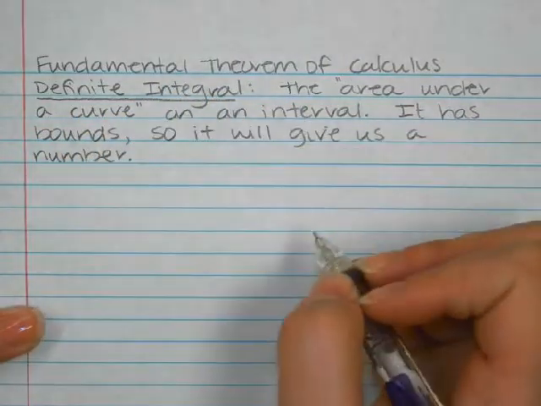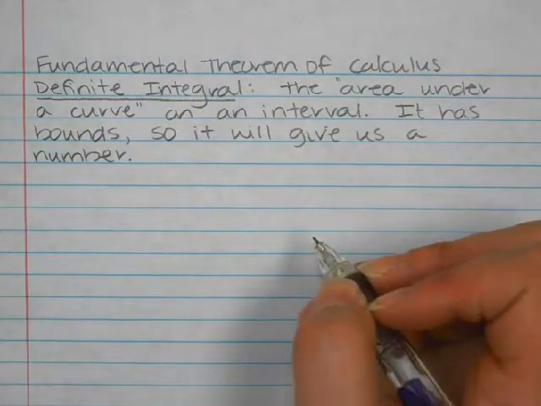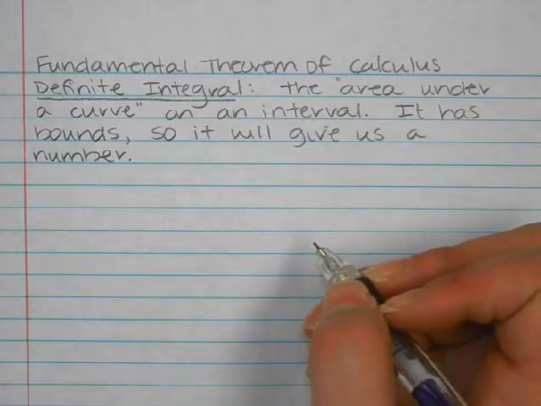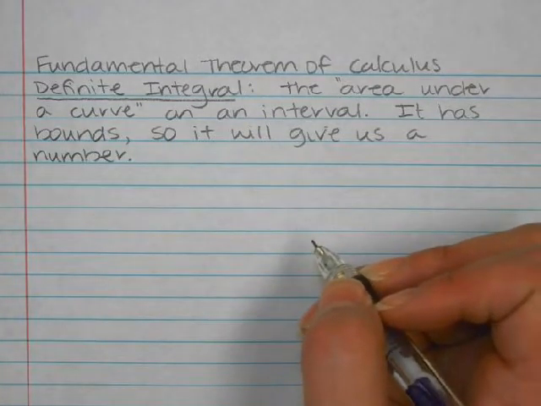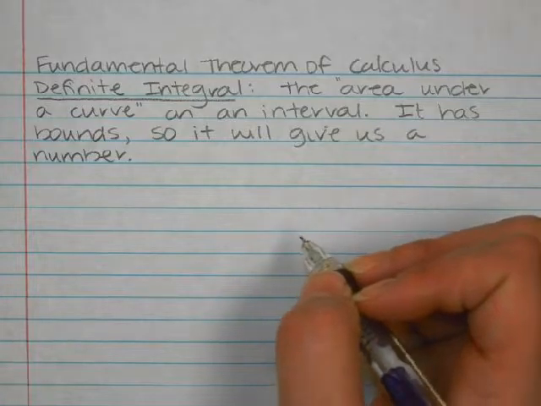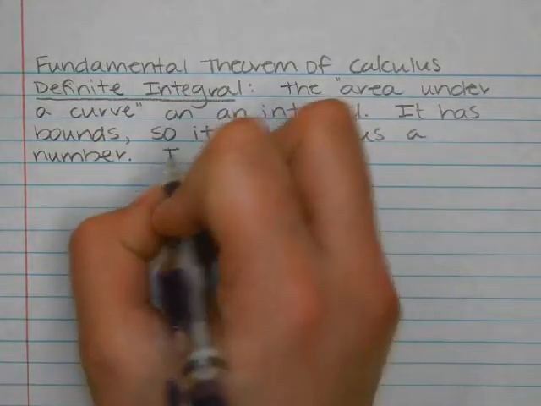This is a specific instance. So we're saying what is the actual area under the curve on that specific interval. There's an actual number result. It has to be continuous on the interval.